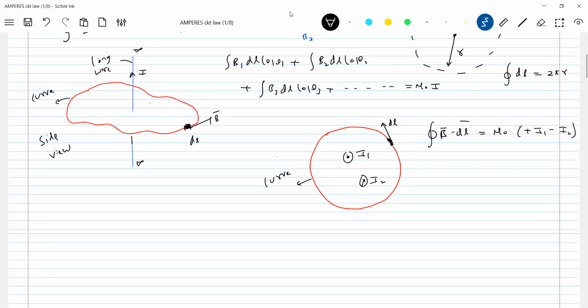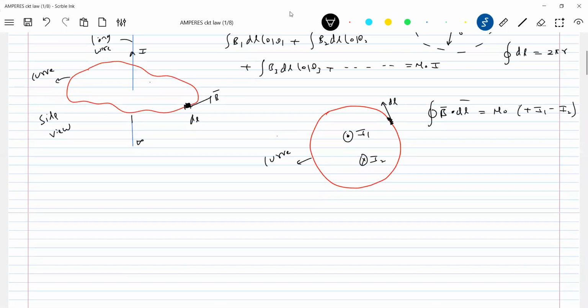Okay, there's a meaning of this. Of course, can we simplify the LHS? So overall, the meaning is the net current enclosed by the path. Whether I1 should be positive or negative depends on how you integrate. Then let's now go for that plane curve.